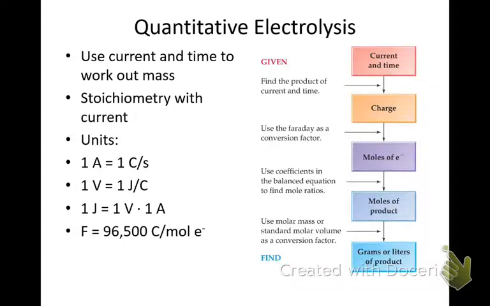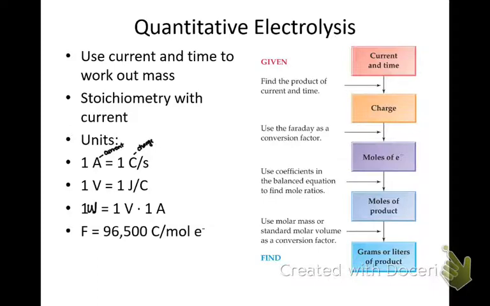So I remind you that an amp, a unit of current, is equal to 1 coulomb, this is the unit of charge, per second. A reminder that a volt is a joule per coulomb, and so a joule is a volt times an amp, or actually a watt, sorry, I was wrong about that. A watt is a volt times an amp.